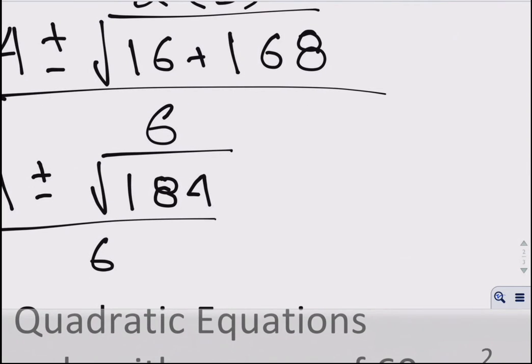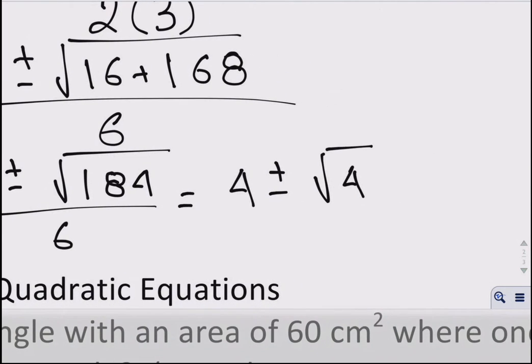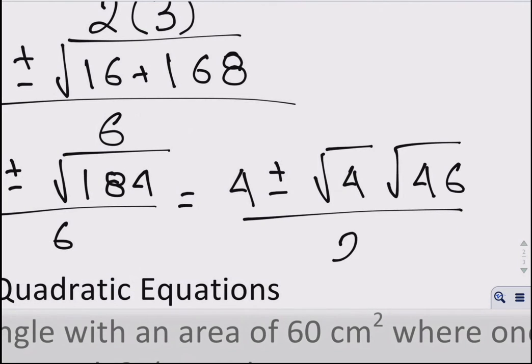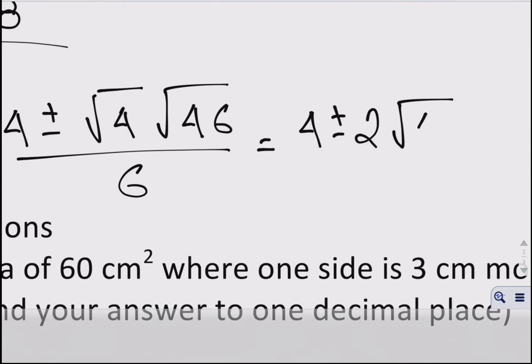If I plug it into my calculator, I will find that the square root of 184 becomes 2 root 46, since 184 is 4 times 46. And that's over 6. So this now becomes 4 plus or minus 2 root 46 over, what? Over 6.